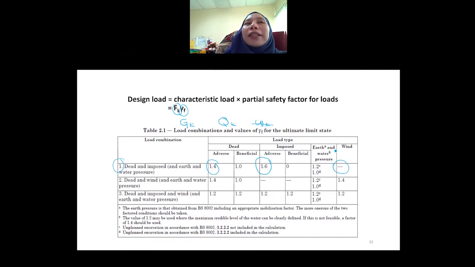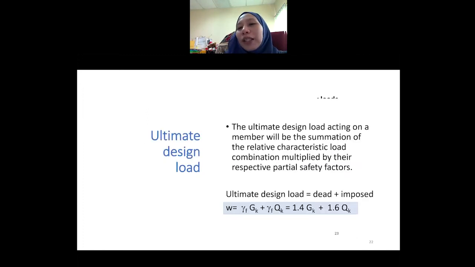Because kita tak belajar design sampai level nak design menara, sampai nak design Burj Dubai tu. Kita design rendah-rendah je lah. So kita just ambil kisah dead and imposed load. So dead will be 1.4 and imposed load going to be 1.6. So you plus these two together, dapatlah satu formula which is this one.